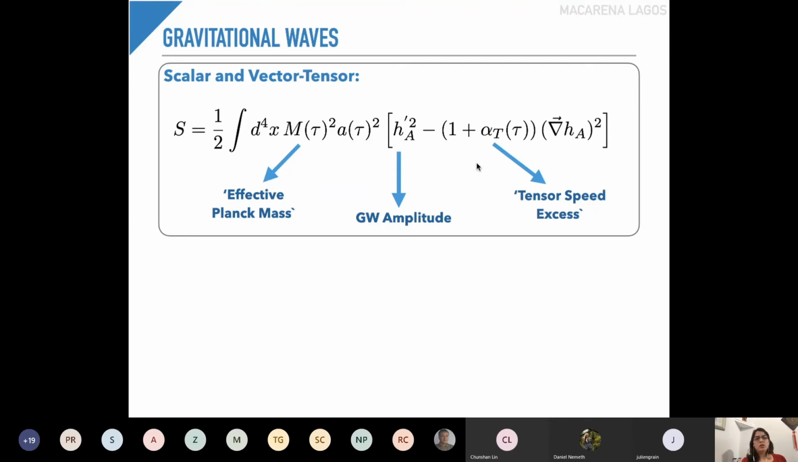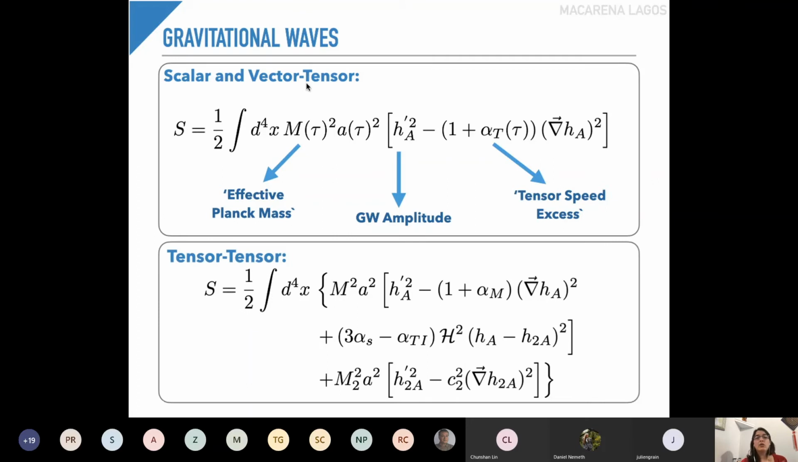Okay, so these two are the simplest modifications that you could expect to have in the gravitational wave sector when you have an additional field that could be a scalar or a vector field. Now, you could certainly have more complicated situations. When you have a tensor dark energy field, these are tensor theories or bimetric theories, and this is, for example, the action that you find.